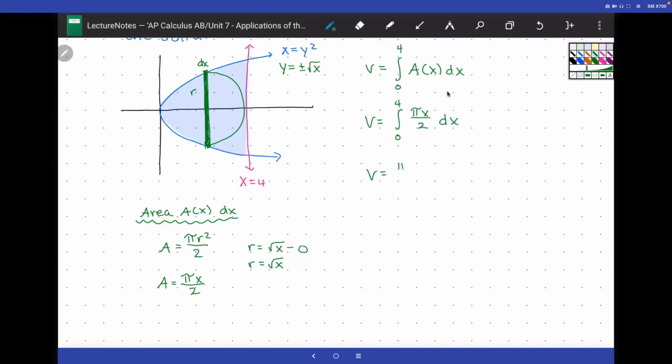This isn't so bad. I'm going to factor out the pi over 2. So the integral is just x dx. You guys keep going. I won't talk my way through it, but I won't pause the screen. You guys keep doing it on your own, though.